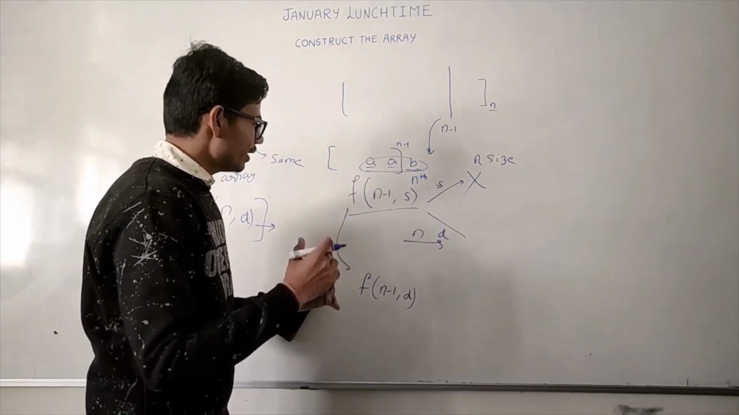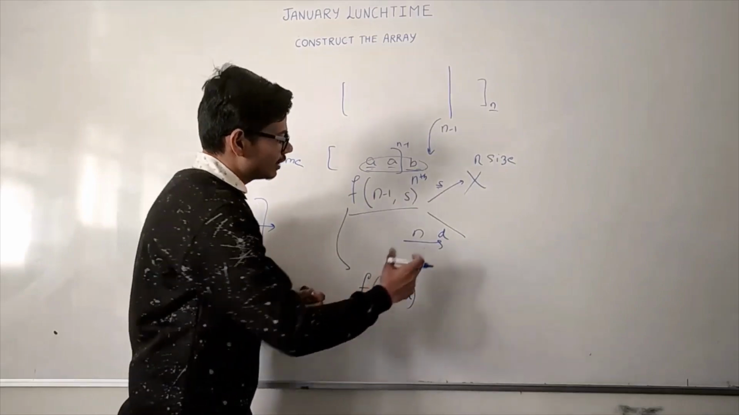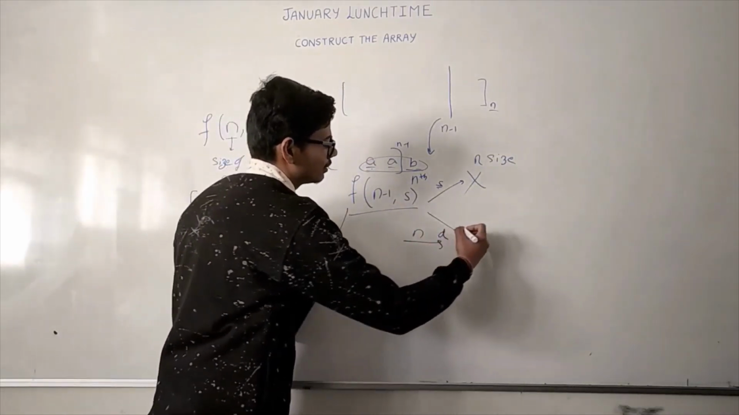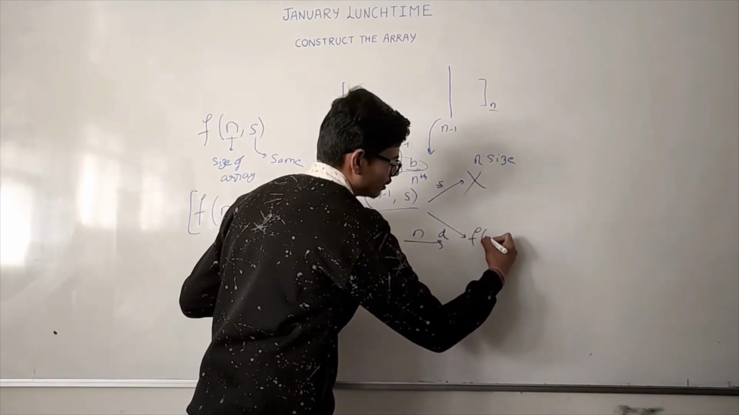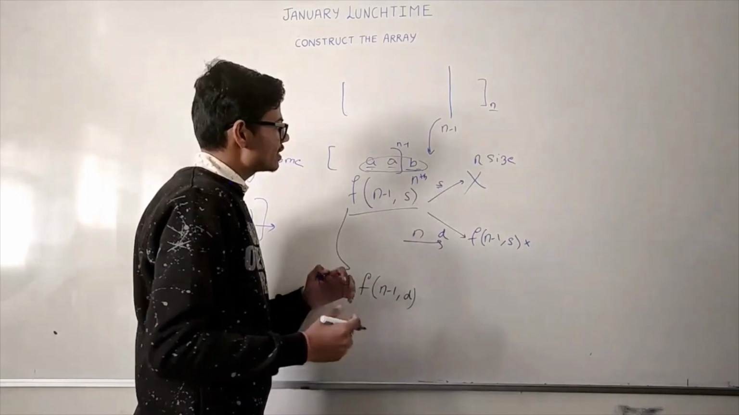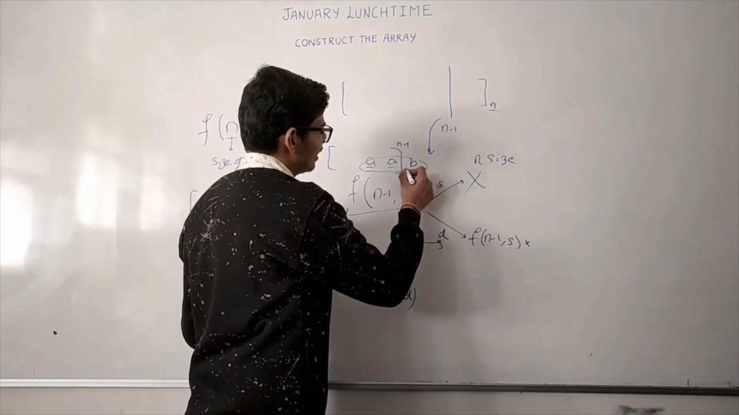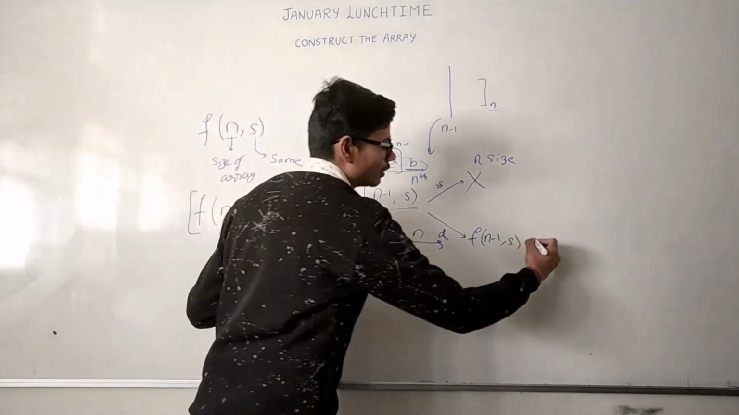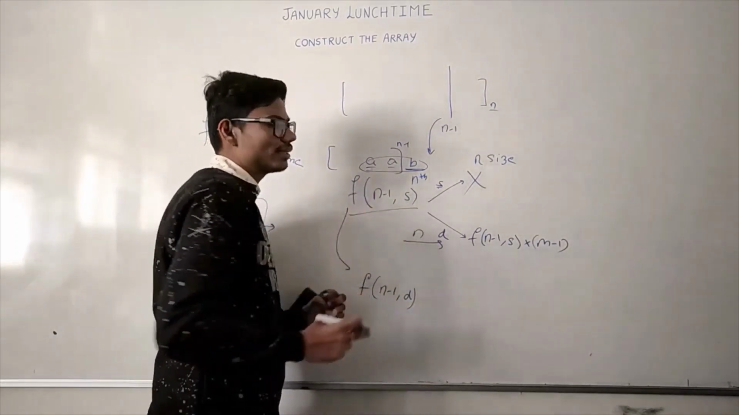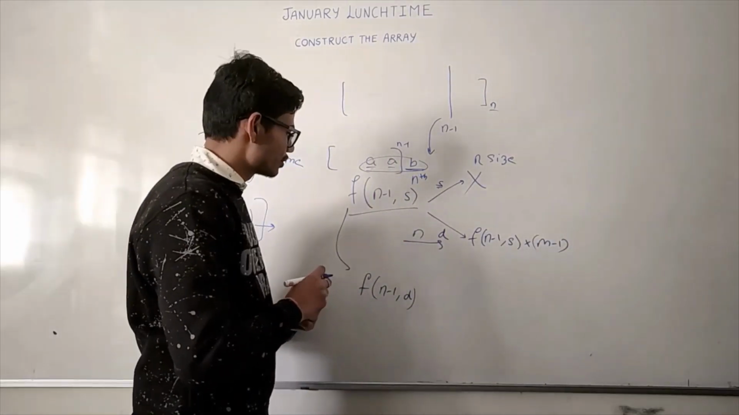Now, to make an array of size n in which last two elements are different, the total number of cases would be f of n minus 1 comma s into the total number of ways in which we can place an element at nth position, which is m minus 1, because we have to place a different element from the one already placed at the n minus 1th position.